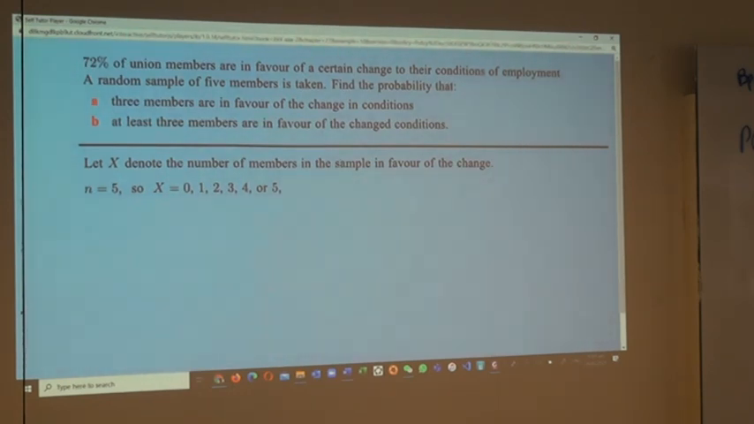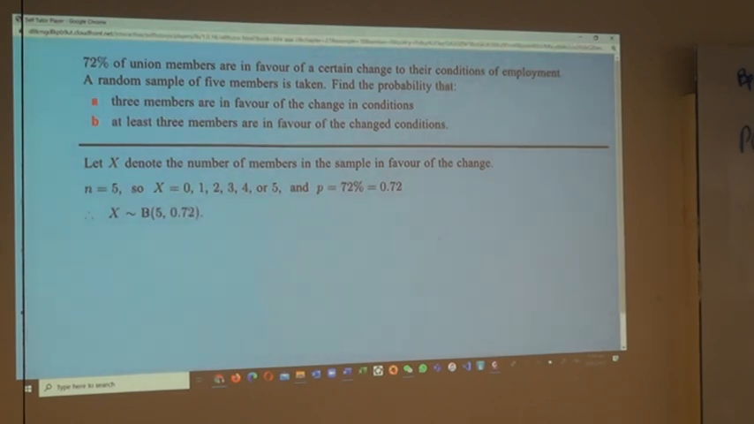However, if the population is sufficiently large, the probability of selecting a member in favor of the change will be approximately the same for each trial. We therefore assume we have a binomial experiment. 72% of all union members are in favor of the change, so the probability of success is 0.72.